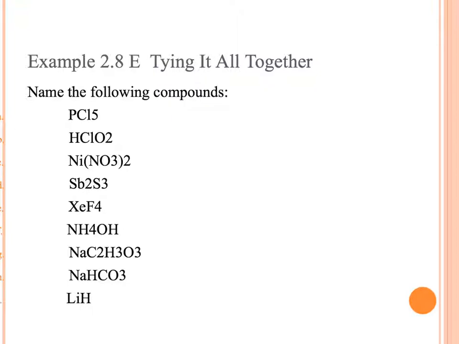Next one we're going to get to. And here we have a mixture of a bunch of different things put together. So you have to decide if it's ionic, covalent, Roman numerals or not. All goes together. PCl5, 2 nonmetals. This is phosphorus.